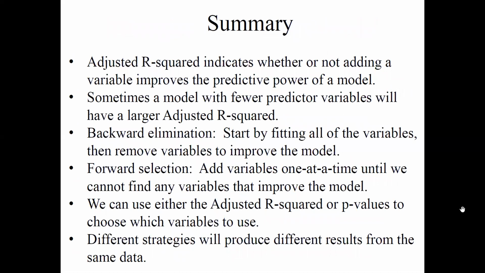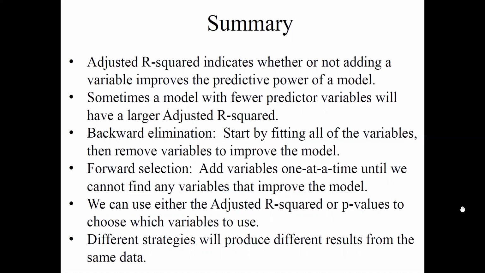This adjusted R squared tells us whether or not, when we add another X variable, another predictor variable, that really improves the power of our model to predict the Y, the response variable. And we find that sometimes more is not better. Sometimes less is more, if you know what I mean. So sometimes fewer predictor variables will have a larger adjusted R squared.